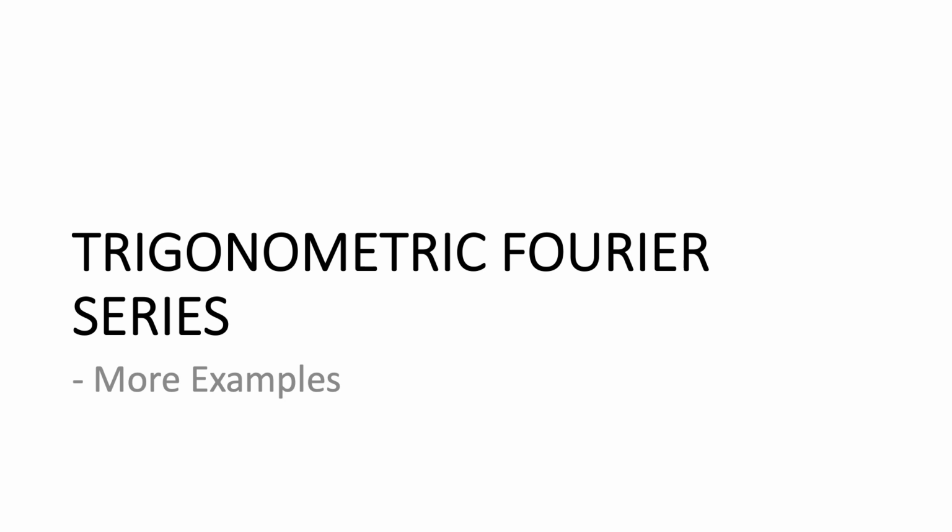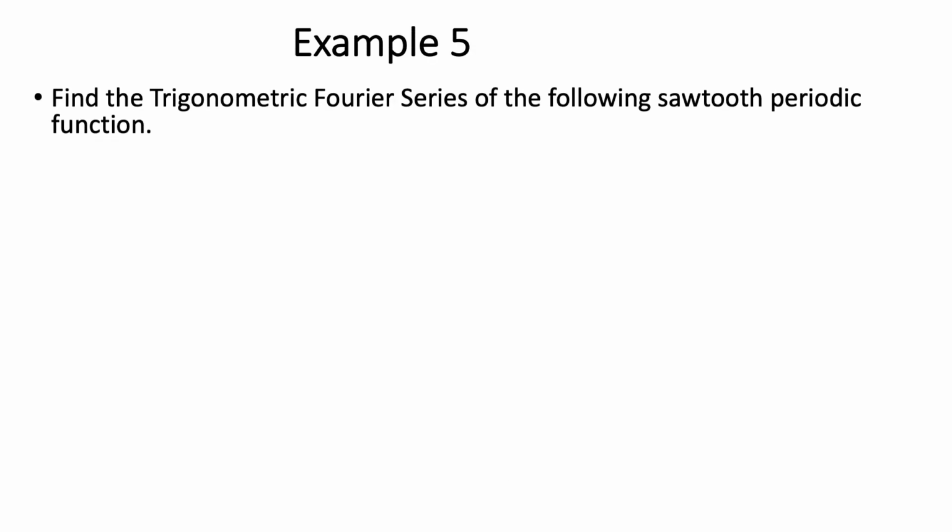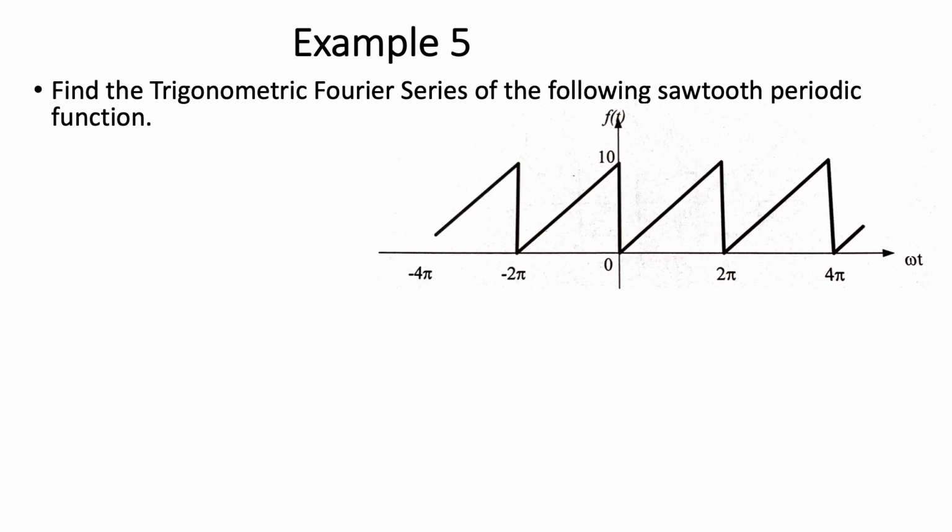In this PowerPoint, we will continue with more examples on finding Fourier series equations for some waveform. Example 5 shows a sawtooth wave signal f(t) with amplitude of 10 and time interval equals 2π. The question is, find the trigonometric Fourier series of the following sawtooth periodic function.